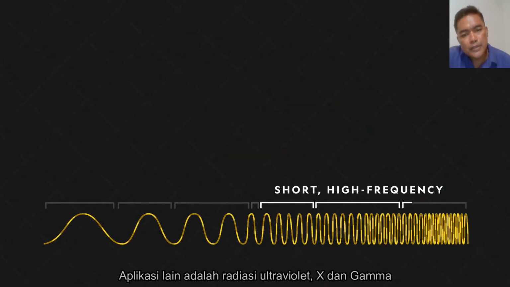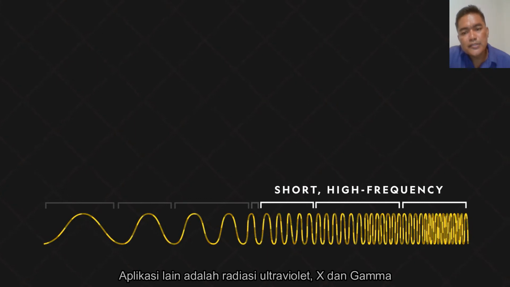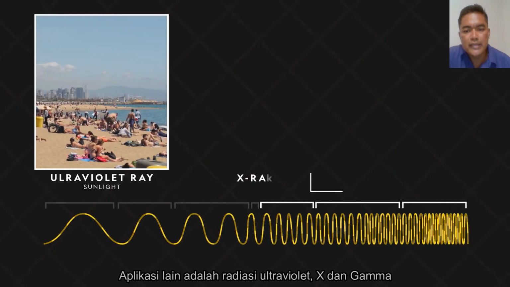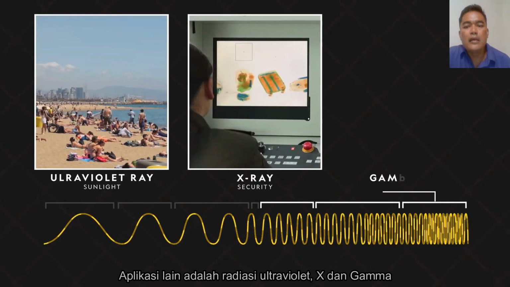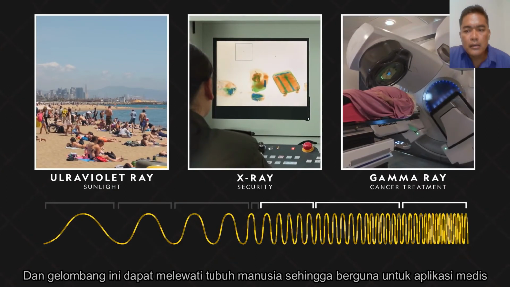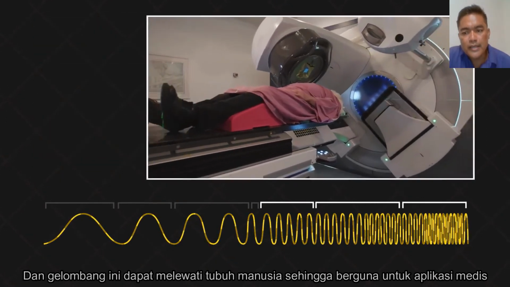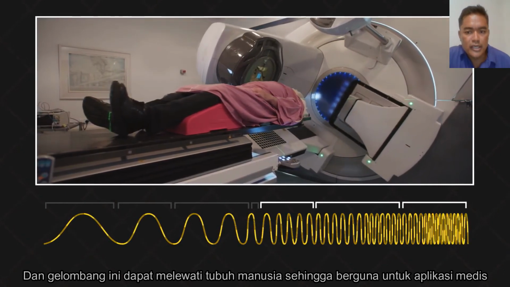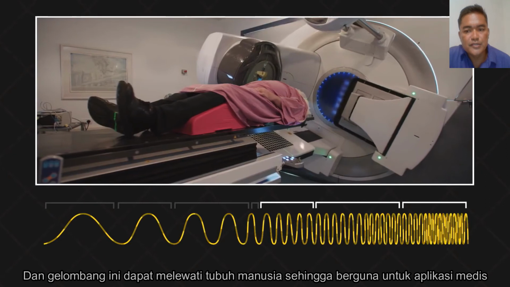Other applications of the spectrum energy that is released into space are ultraviolet rays, X-rays, and gamma ray radiation. Because these waves can pass through our body, they are very useful in medical applications.